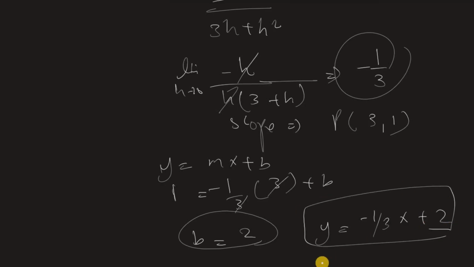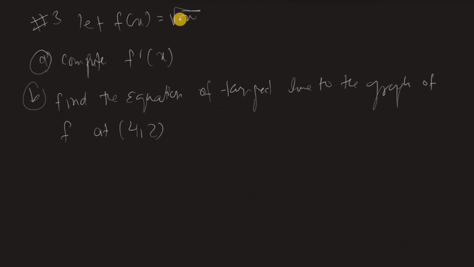Okay, and now let's move on to the third question. The third question asks us to find the f prime of x. So f prime of x means the derivative of x. Before we were finding the slope of the tangent line, now we have to find a function which gives us the slope of the tangent line.